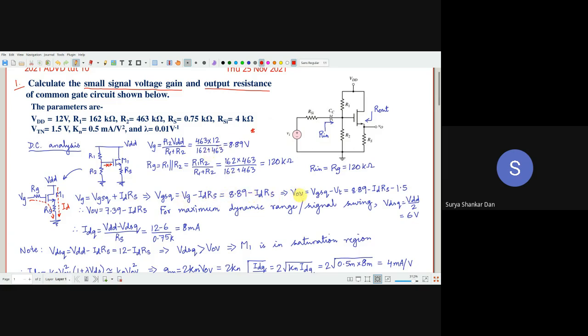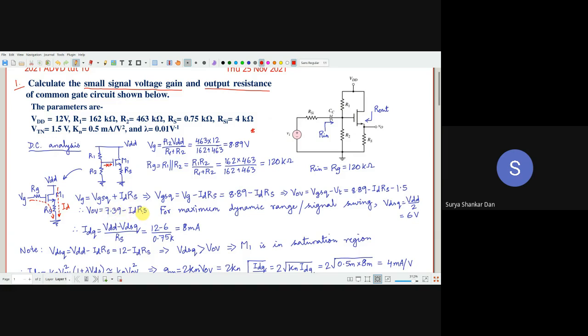So what is the value of VOV? VOV will be VGSQ, this one, minus VT. VT is again provided in the question. Right? So 8.89 minus IDRS, the value of VGSQ, minus the value of VT, which is 1.5. Therefore, VOV is equal to 7.39 minus IDRS.